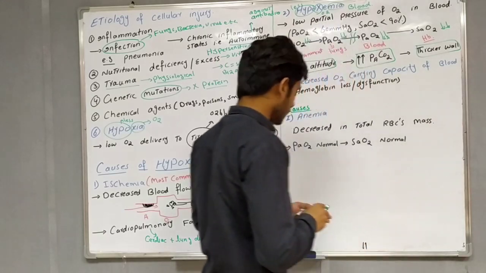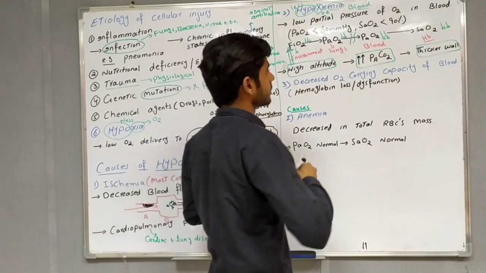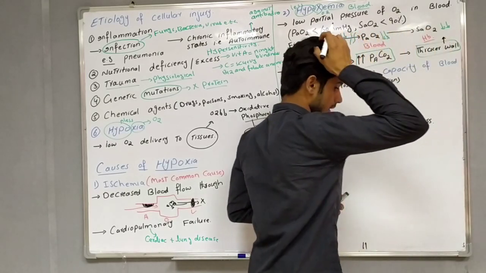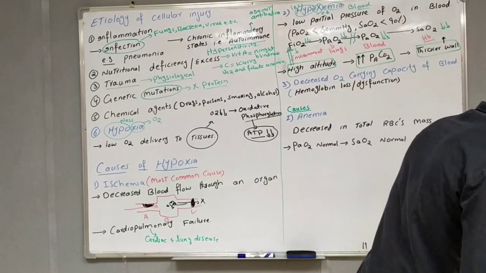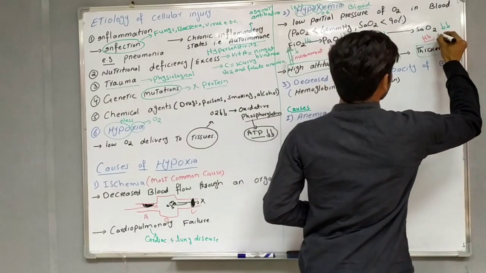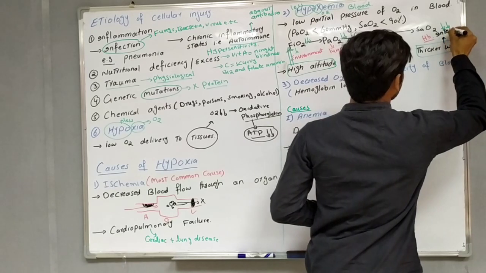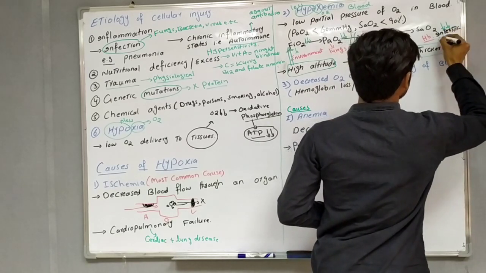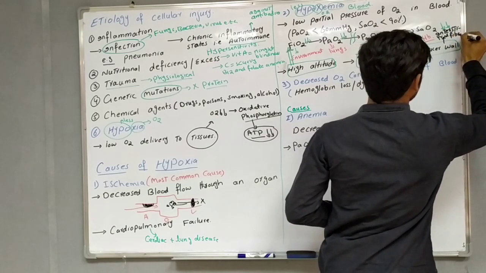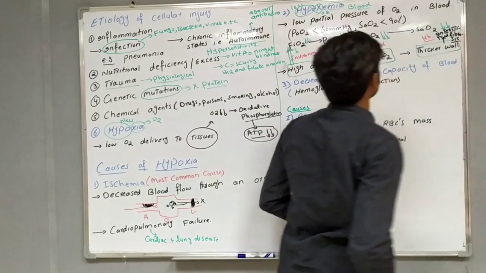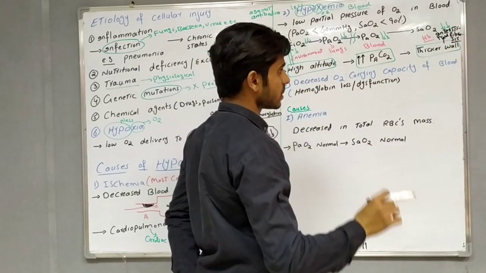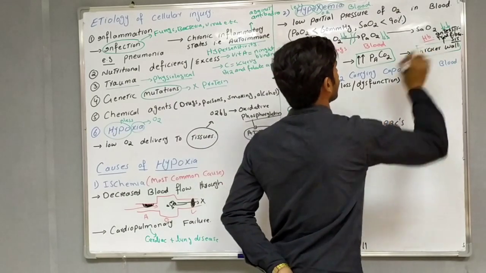So what is an example of the thick curve? An example of the thick curve is interstitial fibrosis. What happens in this case? In interstitial fibrosis, the wall of the alveoli becomes thick.